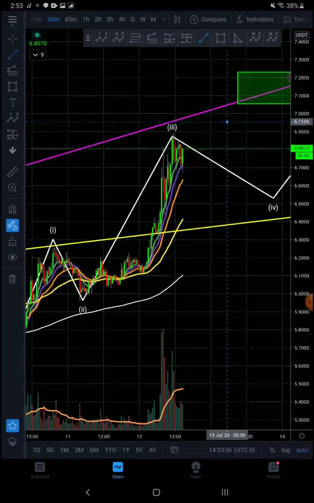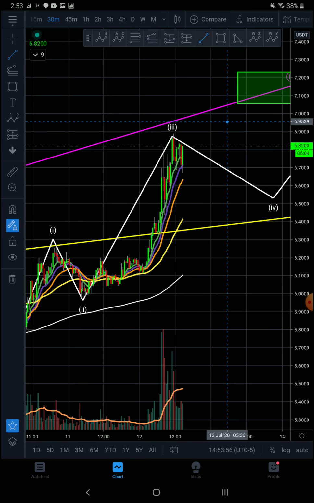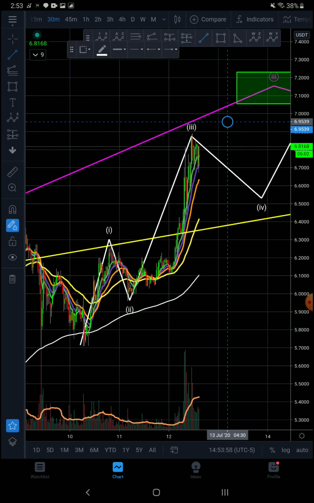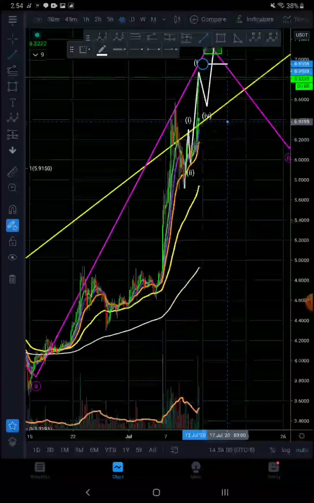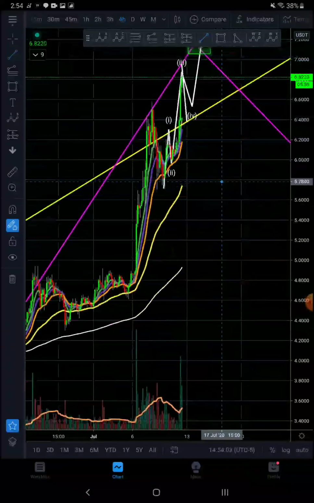It seems like it's about done. Yep, it's going to make a flag pattern, and I'm probably going to short it. And that is the Elliott wave count. I think that was honestly a brilliant count, and it breaks down easily.